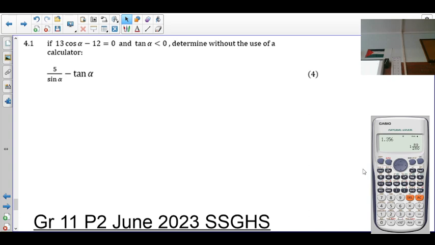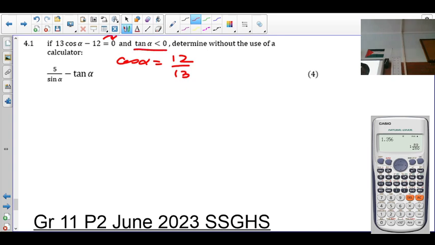Right, people, why is there a small if? It's supposed to have been capital, no? If 13 cos A minus 12 is equal to 0, then we know that cos of alpha is equal to 12 over 13. And tan is less than 0. What does it mean if tan is less than 0? Tan is negative.